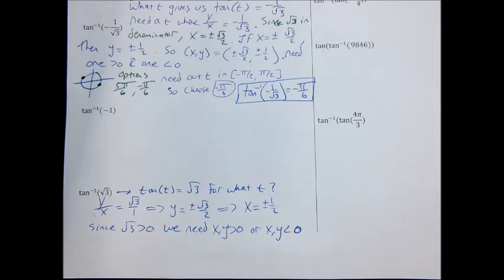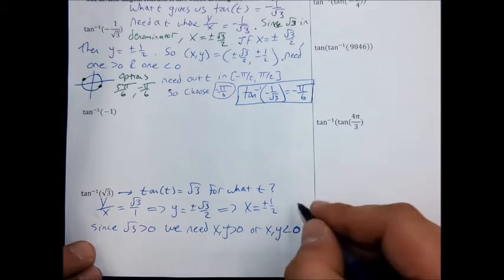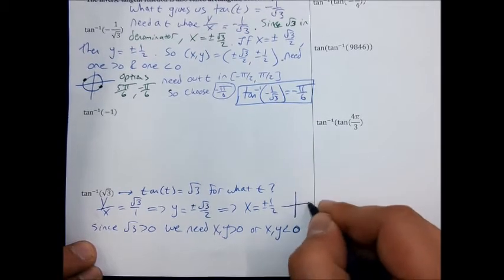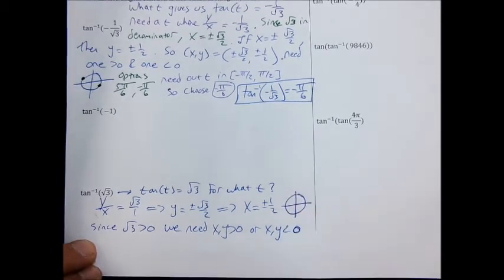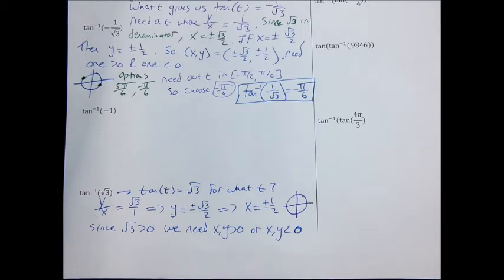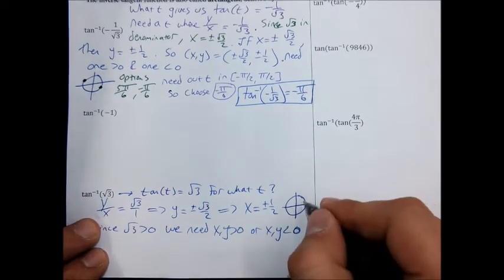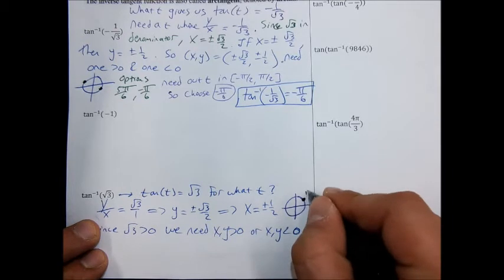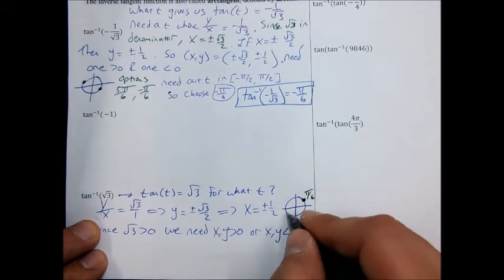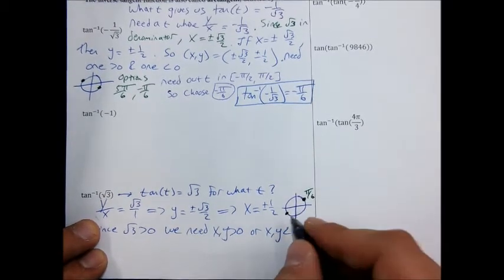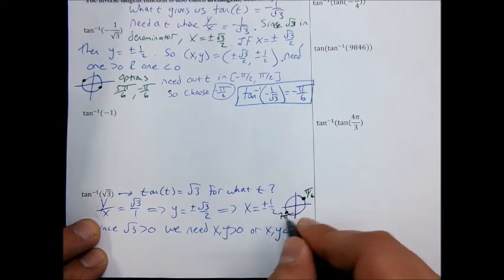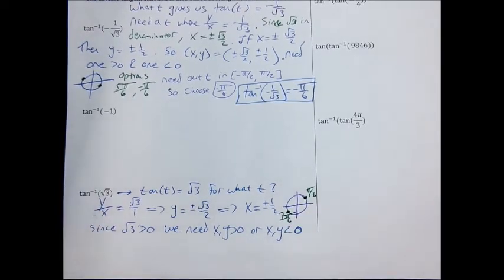All right, so where does that happen on the unit circle? Where are both the x value and the y value positive, root 3 over 2 comma 1/2, or both negative? First and third quadrant, and this is still a pi over 6, right? So it's going to be either right here at pi over 6, or right here at 7 pi over 6. Those are our options. Would it be pi over 3?